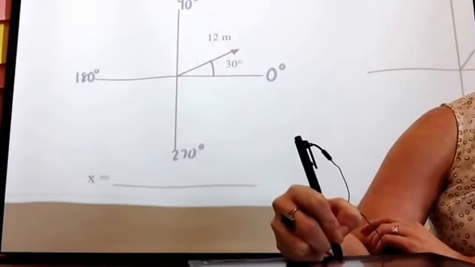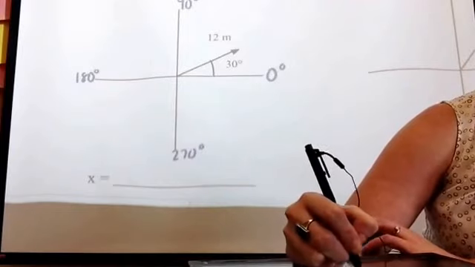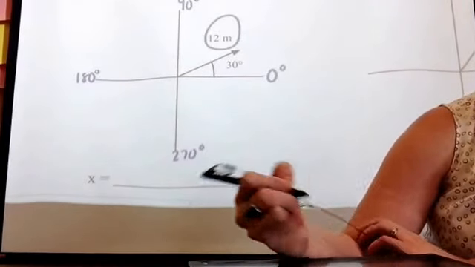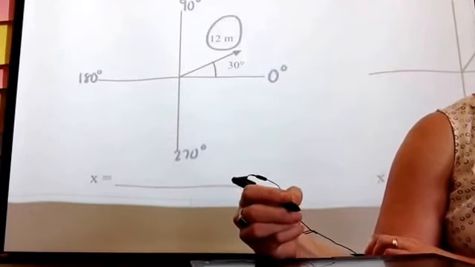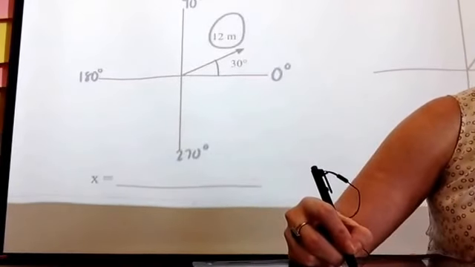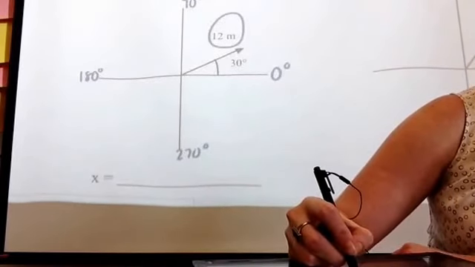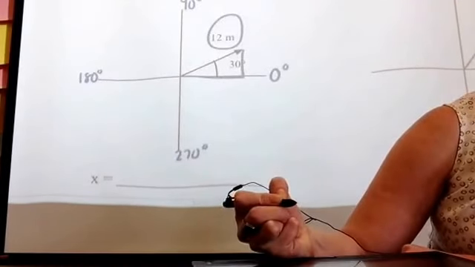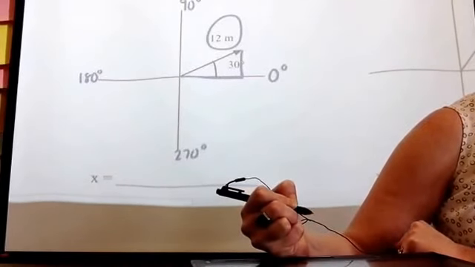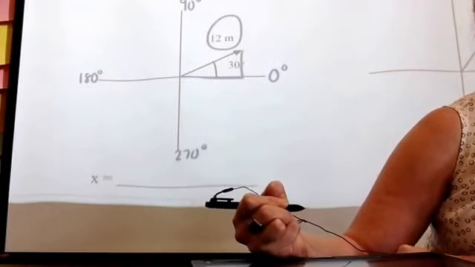You draw the diagram, and what happens is this becomes your hypotenuse. So 12 meters is now the hypotenuse. Turn your vector into a right triangle. And now you have a hypotenuse and an angle.